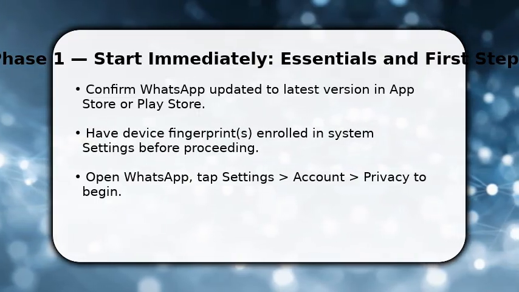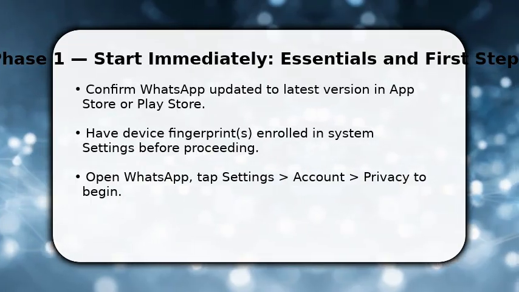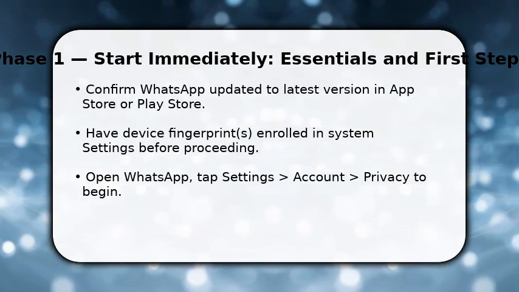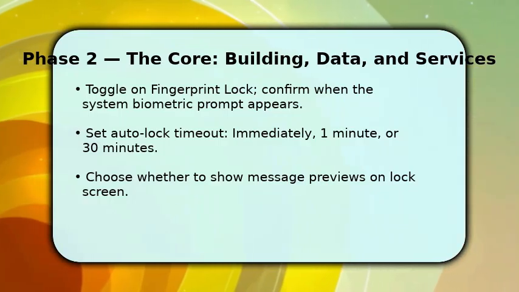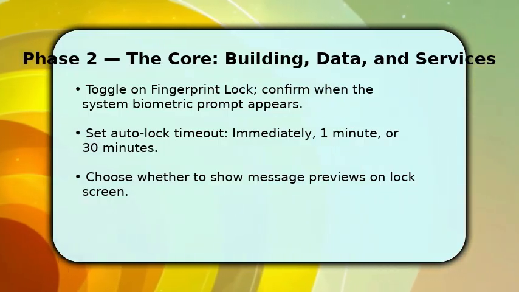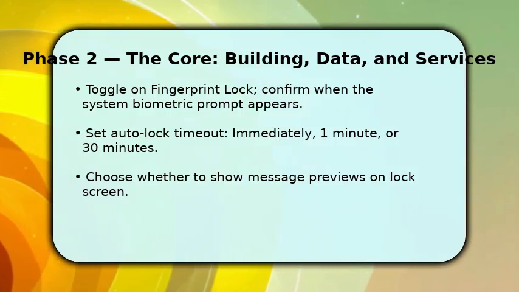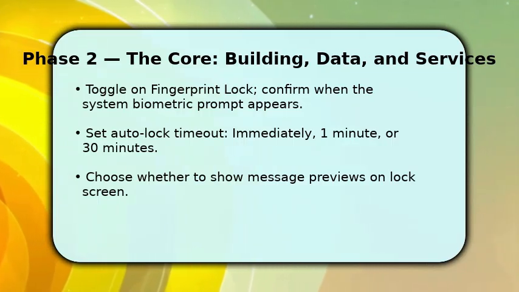This first step links the app-level lock to the phone's biometric system, so make sure your primary fingerprint is active before continuing. Now you enable the fingerprint lock by toggling it on. The system will show a biometric prompt so you can confirm with your finger. After confirmation, pick an auto-lock interval: immediately, after 1 minute, or after 30 minutes, based on convenience versus privacy.